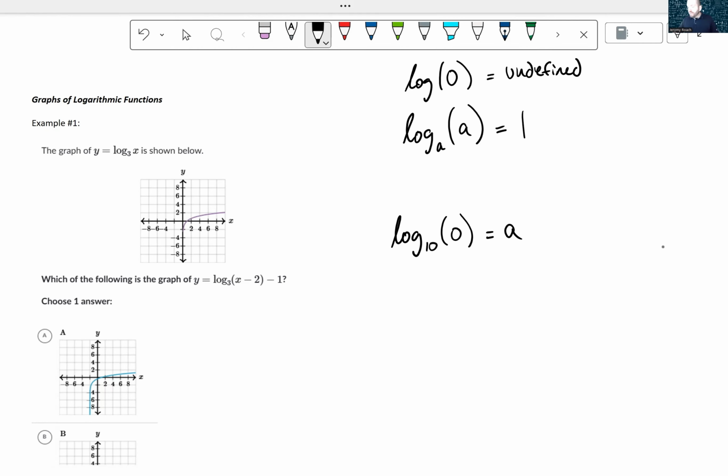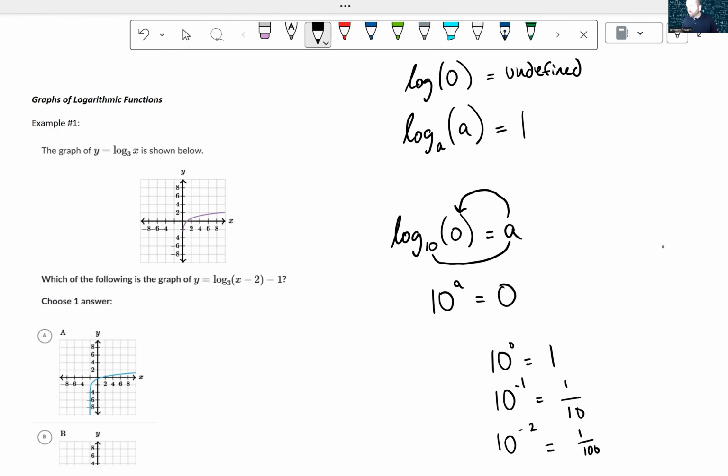So we use the snail rule. We say this is the base, and then we make a the exponent, and then we wrap around saying that equals the index. So that's how we rewrite this as an exponent. We say 10 to the a is equal to 0. No matter what we plug in for a, we will never get 0. If we did 10 to the 0, we get 1. If we did 10 to the negative 1, we would get 1/10. If we did 10 to the negative 2, we'd get 1/100th. We would never get to 0 no matter what we plug in for that exponent a. So that's why log 0 is undefined.